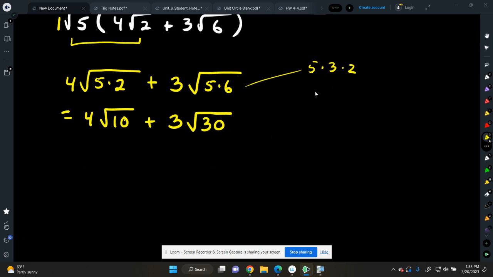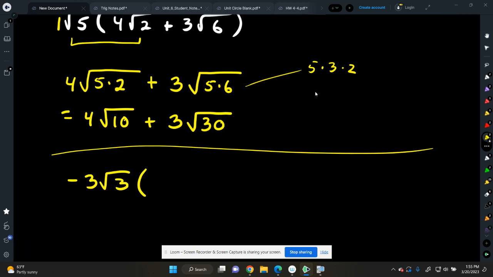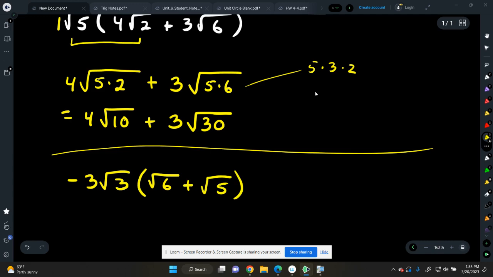How about this one? Let's do negative 3 square root of 3 times the square root of 6 plus the square root of 5. I'm going to give you a minute to do this one yourself.